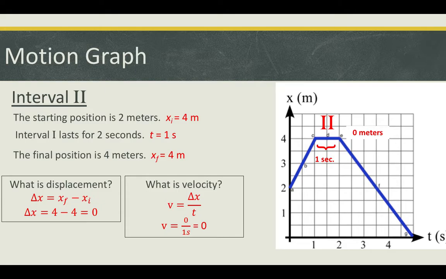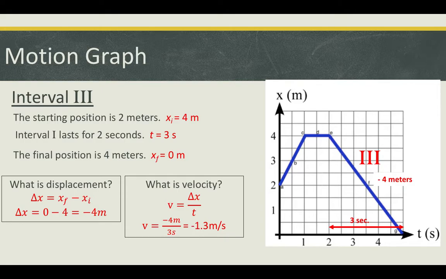All right, now we're ready for interval 3. During interval 3, the starting position off of the graph again, we look right here. This is the starting position for interval 3. We read over here, so x sub I is 4 meters.